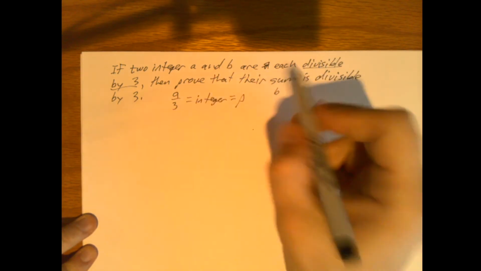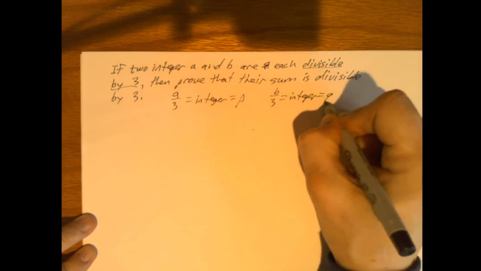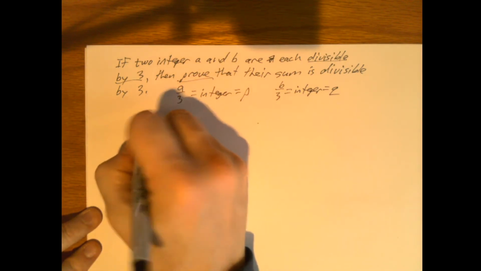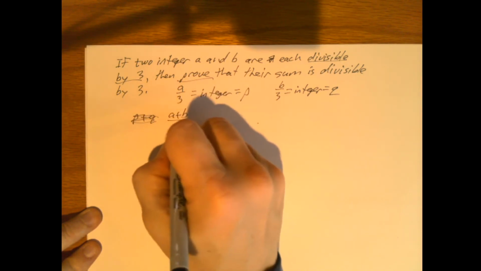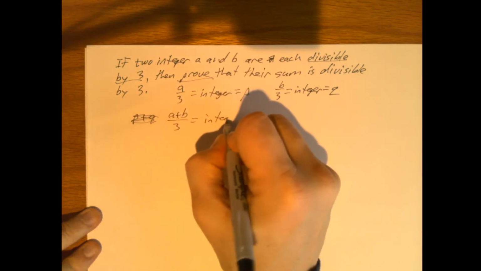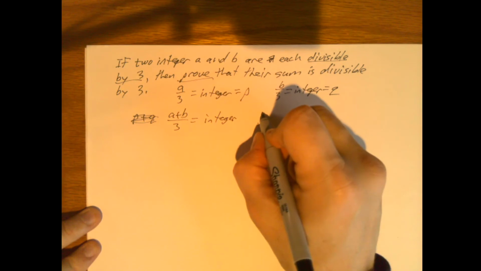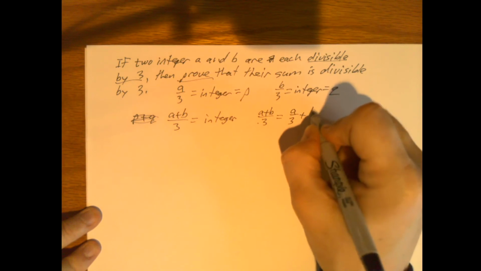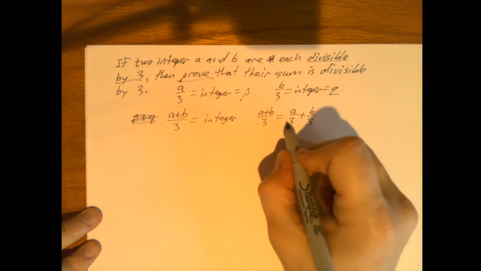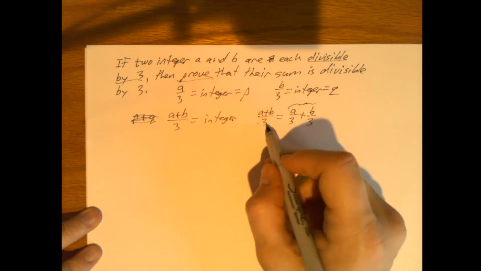Likewise, if b is divisible by 3, then b divided by 3 is some integer, which we'll call q. So we want to prove that a plus b divided by 3 is an integer. So how do we do that without knowing what a and b are? Well, remember we can factor this. So a plus b divided by 3 is equal to a over 3 plus b divided by 3, right? Because often you'll have this right here, and you'd combine those, say, well, they have a common denominator, so I get a plus b divided by 3.